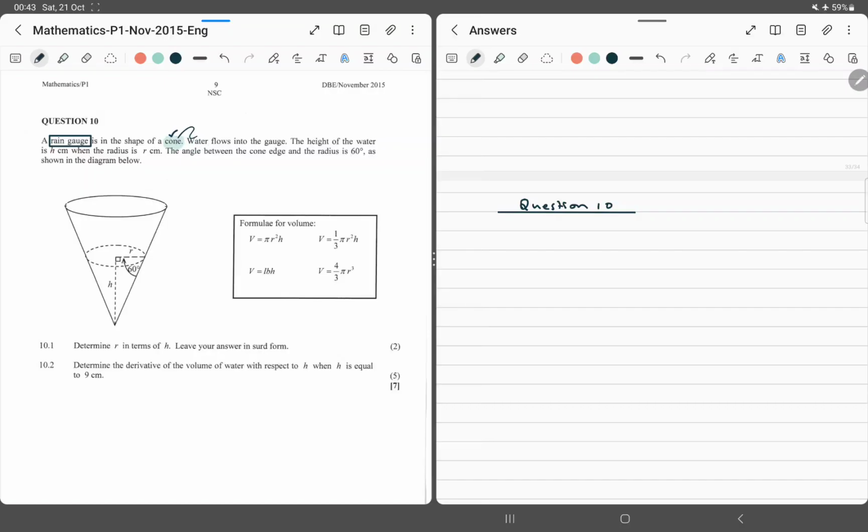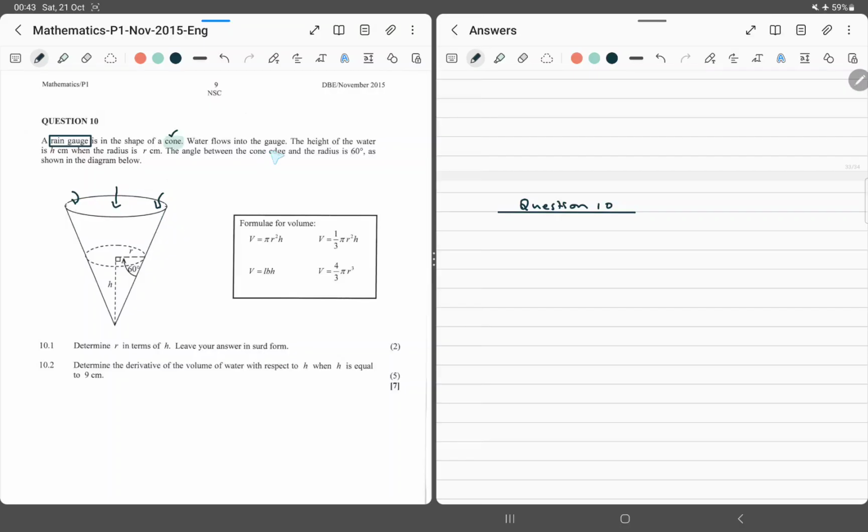Now, these are things you can study just before the exam and cram them if you have to, because you will never get formulae for this. You will have to know how to get this formula. Now, we're told water flows into the gauge. So this is open, right?